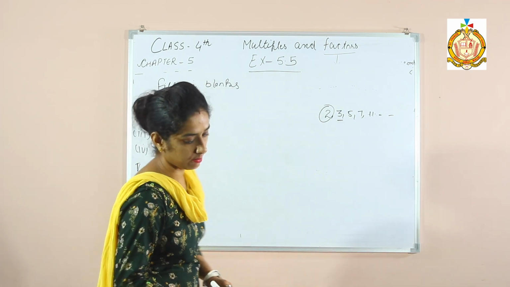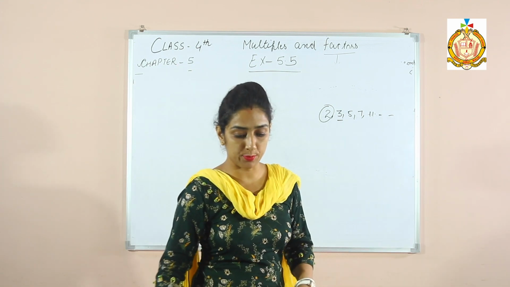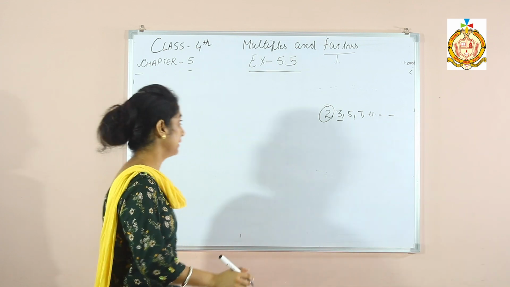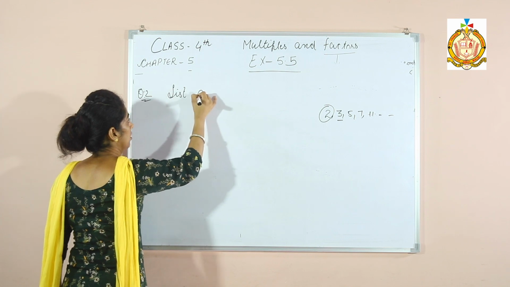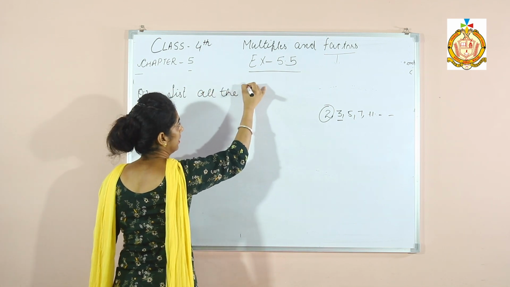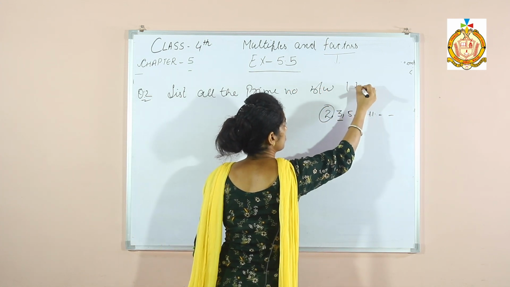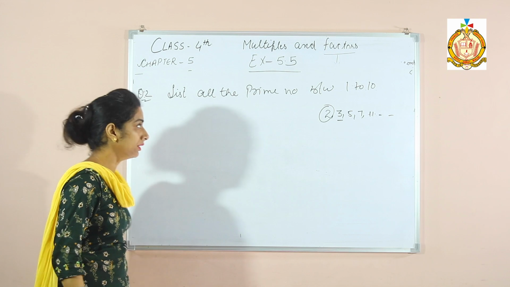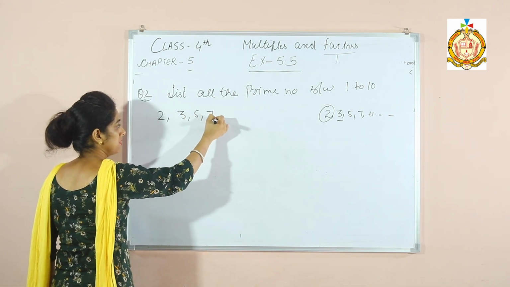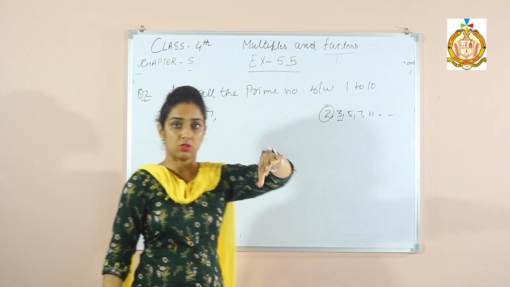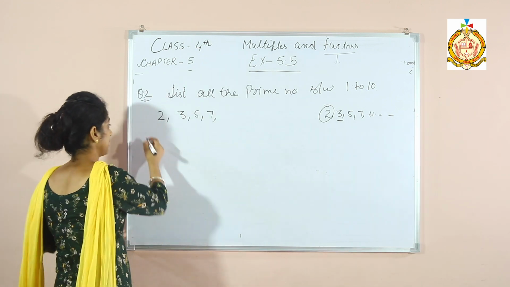Now come to question number 2. List all the prime numbers between 1 to 10. Between 1 to 10, the prime numbers are 2, 3, 5, 7. 11 is not included, because we wrote between 1 to 10. So these are the prime numbers.